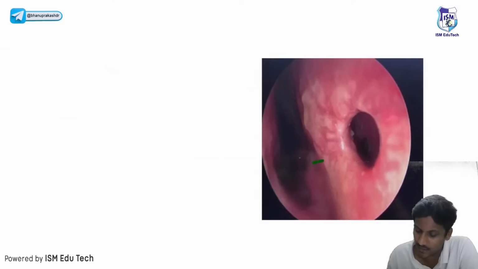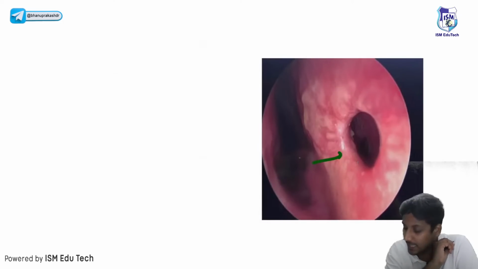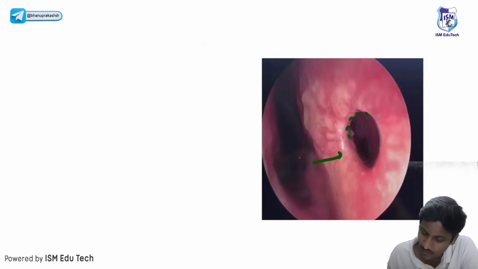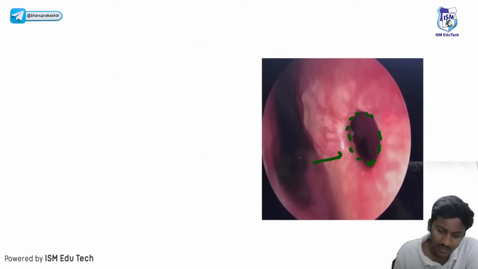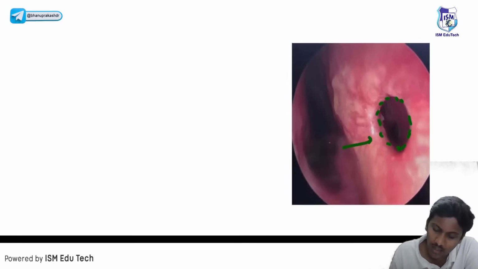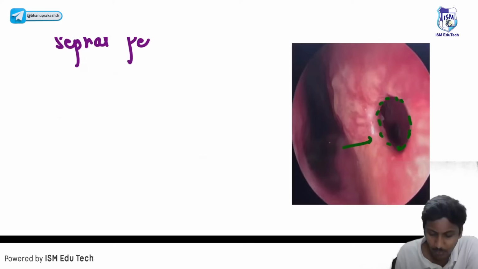Here you can see it is the nasal septum seen on nasal endoscopy, and in that you can see that there is a hole usually in the nasal septum. This hole is nothing else but the perforation. So it is a case of septal perforation. Please remember, it is a case of septal perforation definitely.